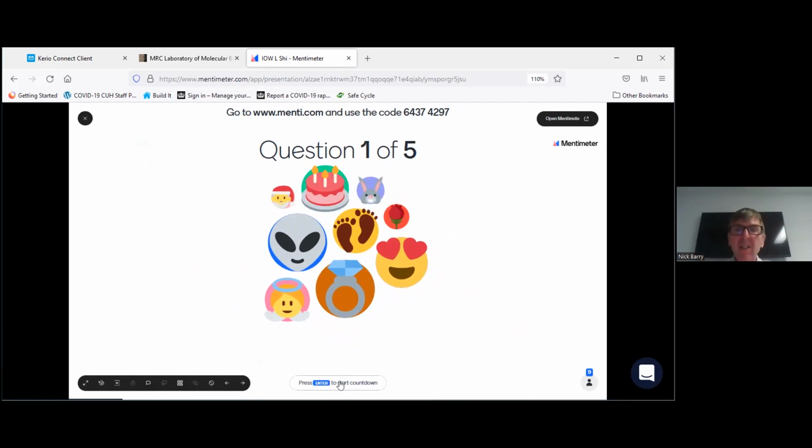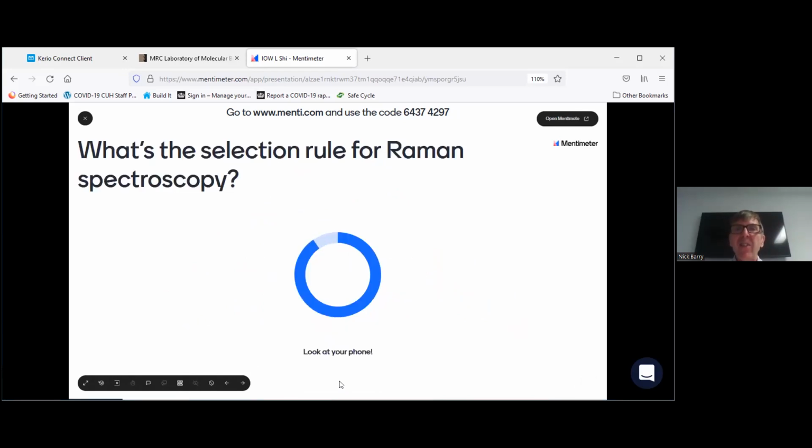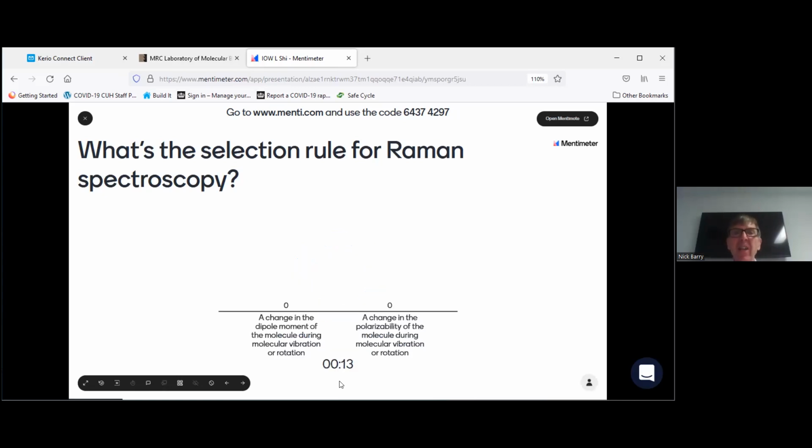I'm just going to start the countdown. Here it is. Answer fast. What is the selection rule for Raman spectroscopy? It's question 1. A change in the dipole moment of the molecule during molecular vibration or rotation, or a change in the polarizability of the molecule during molecular vibration or rotation. Okay, and the answer is the polarizability.